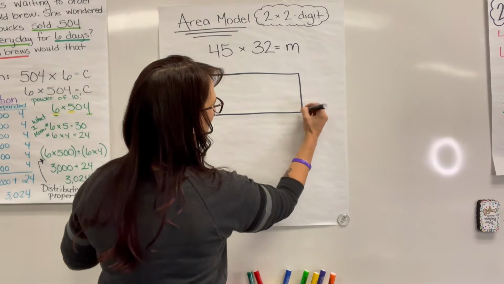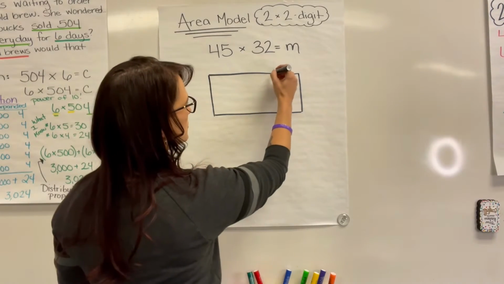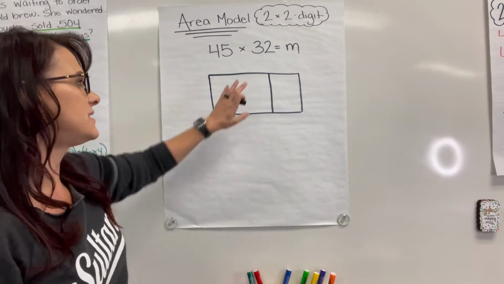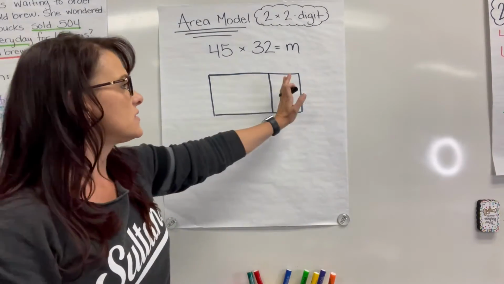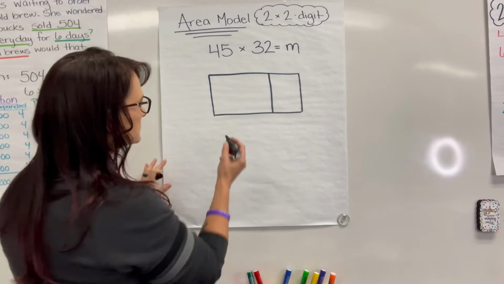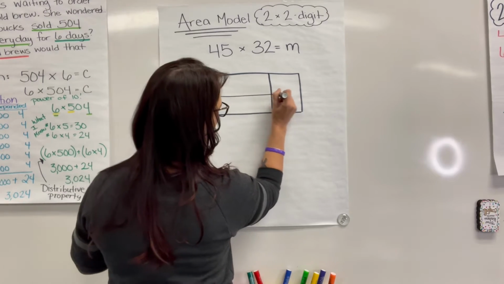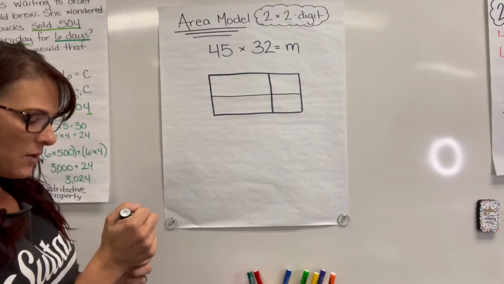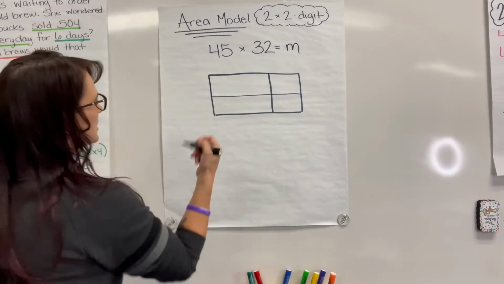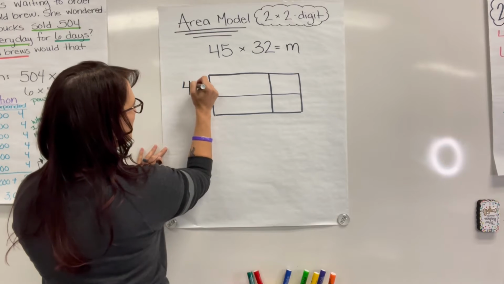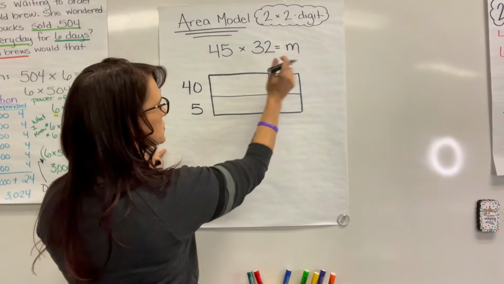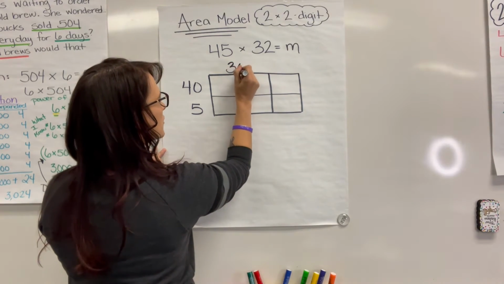Okay. Now when I divide it, I'm going to leave a little more space on this side to show that these are where my bigger amounts go. So this is where my ones are gonna go, and this is where my tens are gonna go. And then I'm gonna divide it in half, okay? Now I'm gonna take my first number, my 45, and break it up as 40 and 5, and then I'm gonna take my 32 and go across the top. 32.